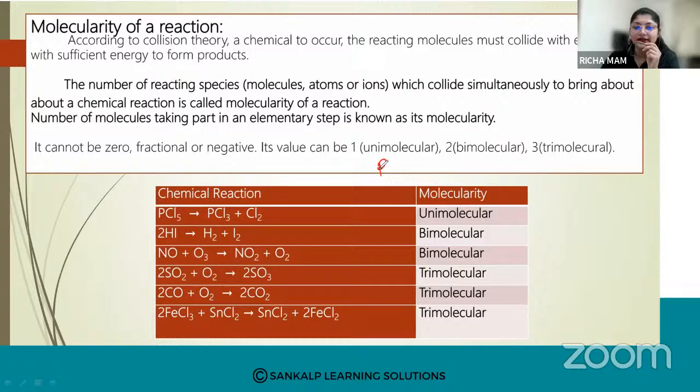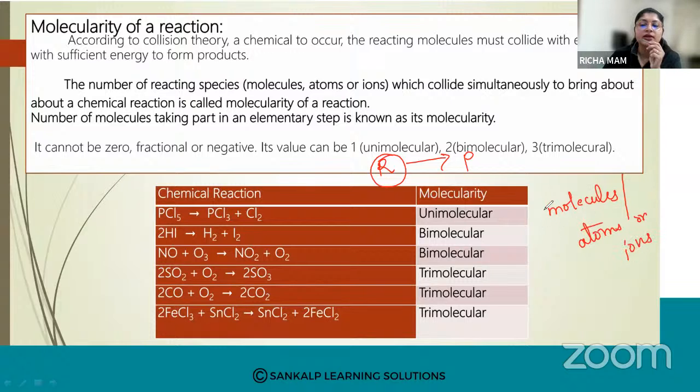Now we know that the reactant will be on the left hand side and the product will be on the right hand side. So the species, the number of molecules: how many molecules, how many atoms, or how many ions are present at the reactant side? They will collide with each other and bring about a chemical reaction.